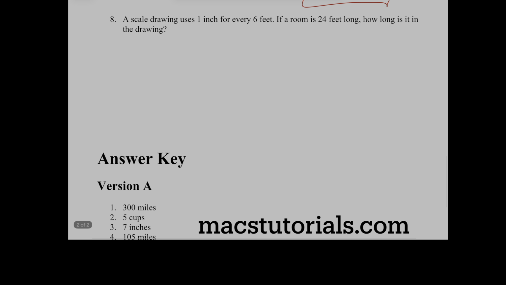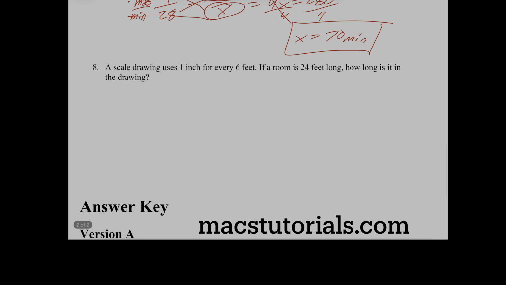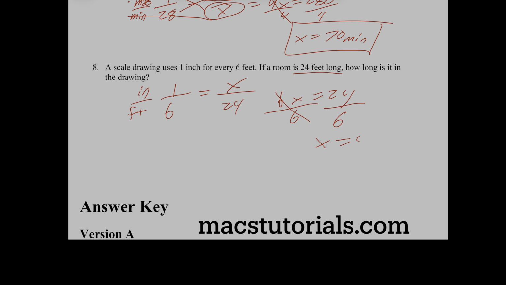Going on to number 8, one more. A scale drawing uses 1 inch for every 6 feet. We're going to go inches over feet. What did they give me? They gave me 24 feet, and they want to know what the inches would be. 6x equals 24. Dividing each side by 6, I'm going to get x equals 4. 4 what? 4 inches.